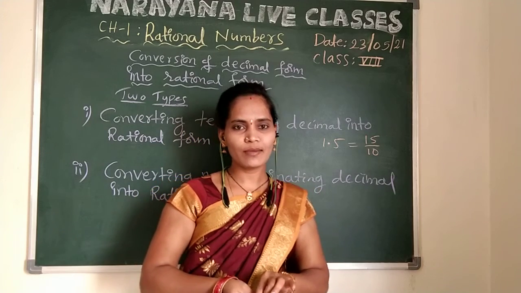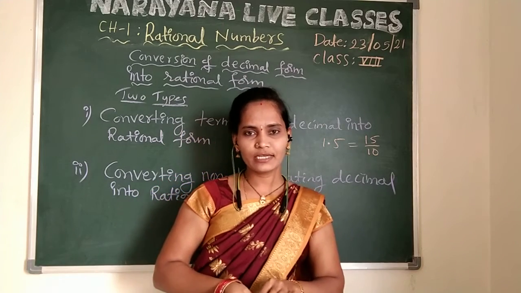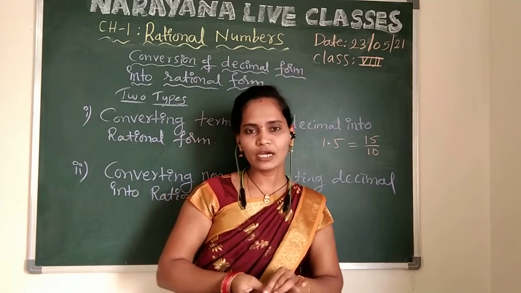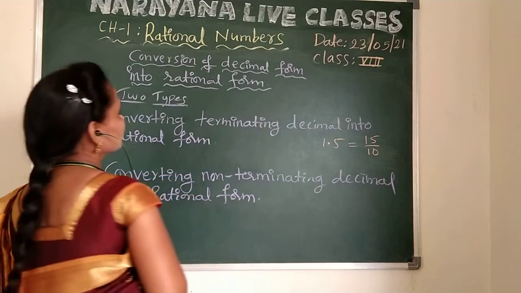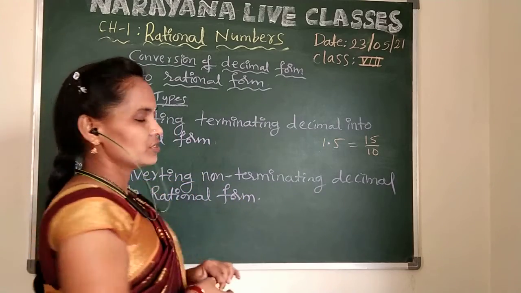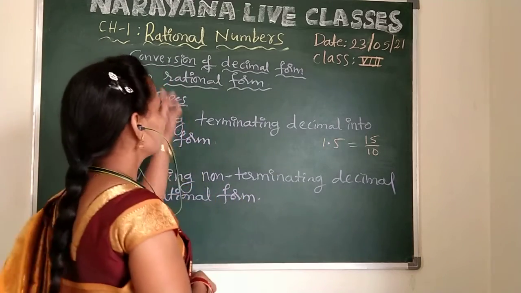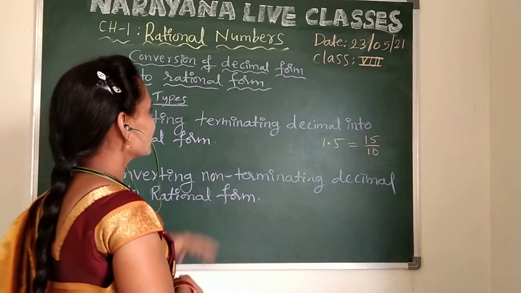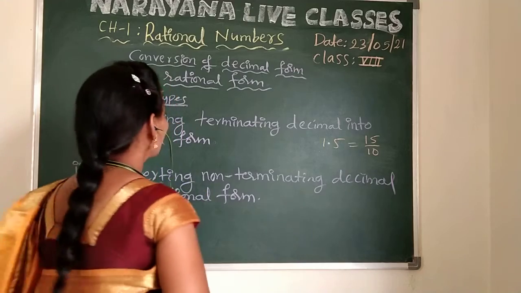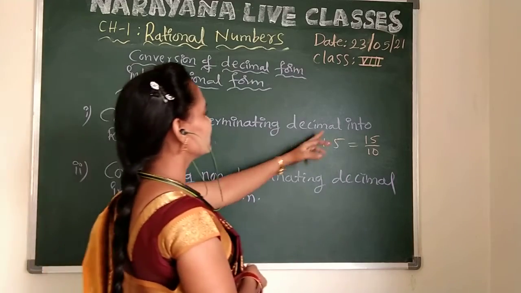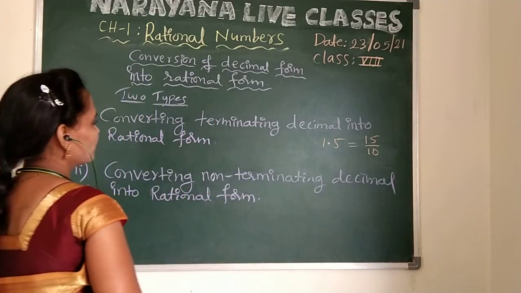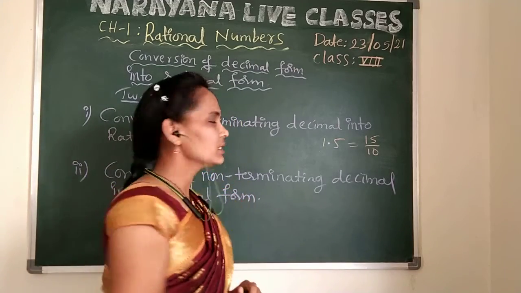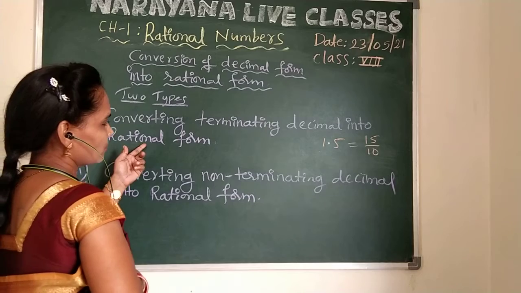In this video, I am going to explain 8th class Maths chapter 1, rational numbers. In that chapter, one topic I am going to explain is the conversion of decimal numbers into rational numbers. Conversion of decimal form into rational form is of two types. First one is converting terminating decimal into rational form.